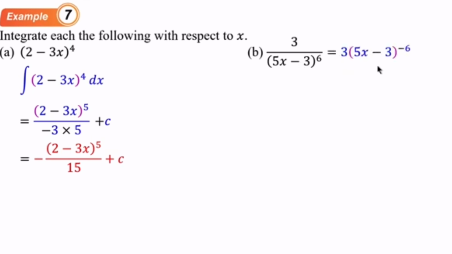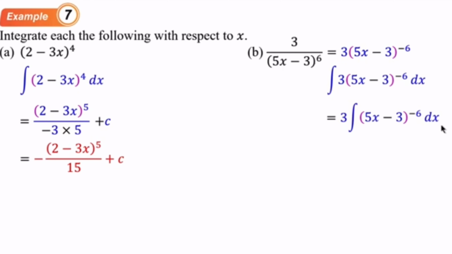Now let's see this question. You have to express it in the form (ax plus b) to the power of n. Then when we integrate, we can just focus on the 3. We can factorize it out first. You can copy down the 3 and we focus on (5x minus 3) to the power of negative 6. We integrate this using the shortcut. So you will get (5x minus 3) to the power of negative 6 plus 1, alright? And you have to divide by negative 6 plus 1, which is negative 5.